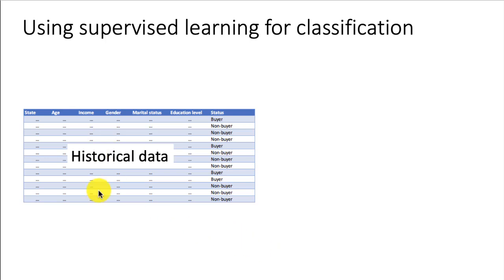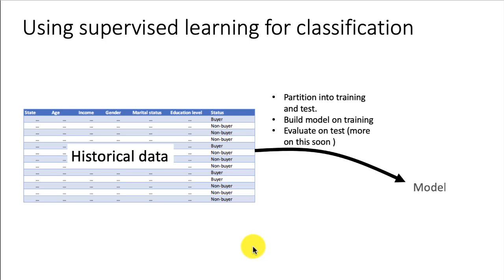And what we are trying to do, of course, is to look at the historical data and arrive at a model by which we can say whether a particular case is a buyer or non-buyer, based on the values of the other attributes. So what we really do is we partition this data into training and test. We build a model using the training data, and then we evaluate the model on the test partition. Again, we've looked at this before. The whole idea is that we want to evaluate the model on unbiased data, that is data that was not used to build the model.